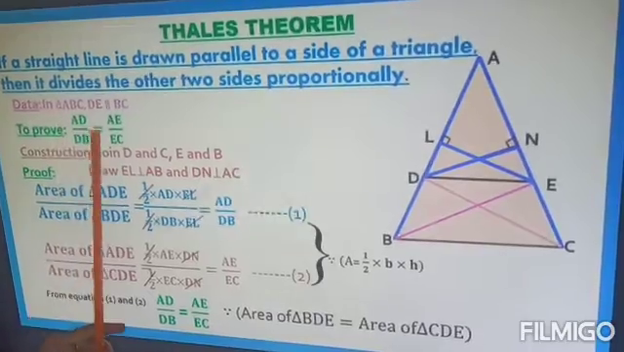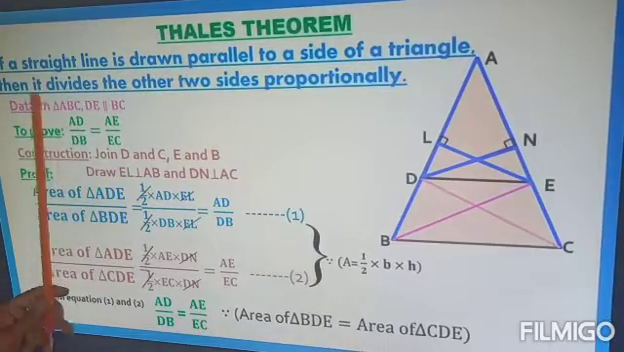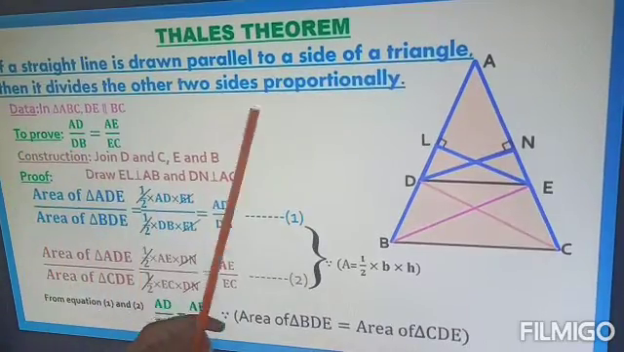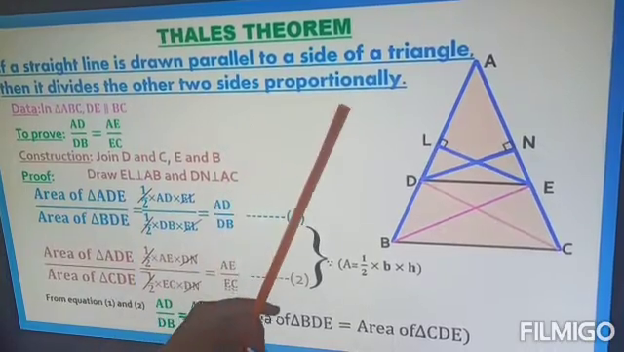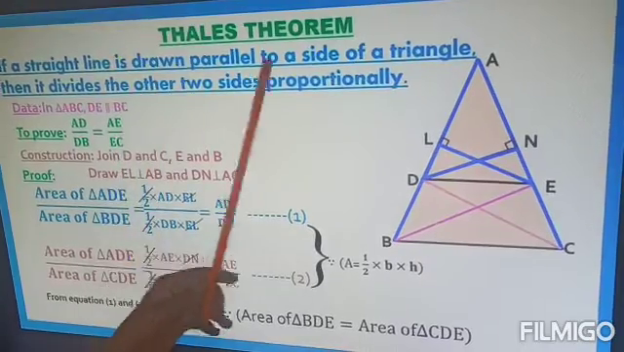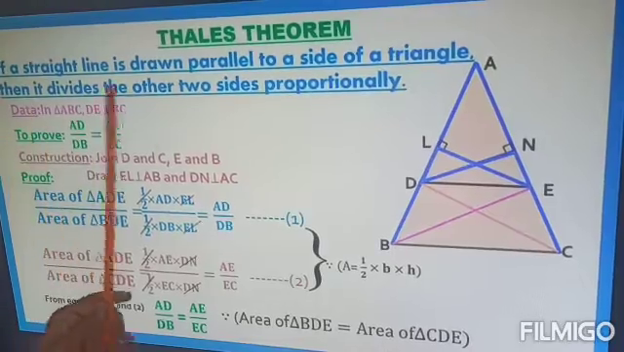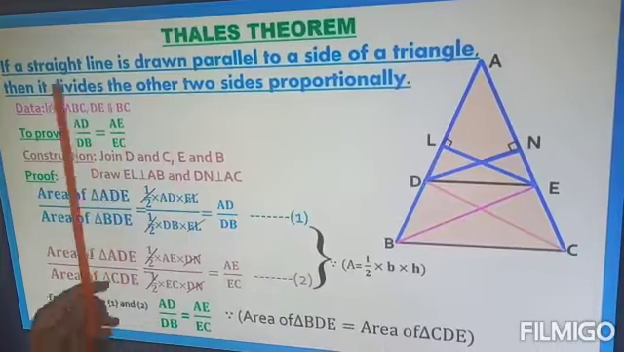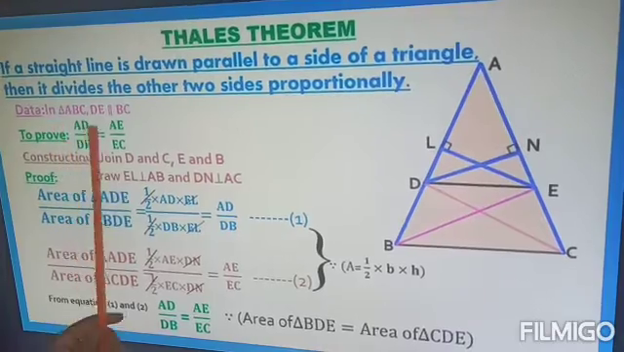In triangle ABC, DE is parallel to BC. First part is the data. Okay. Second part, it becomes to prove. Second part is what? Then it divides the other two sides proportionately. First part, if a straight line is drawn parallel to a side of a triangle, it becomes the data. Then second part, it divides the other two sides proportionately. Here they gave it in the form of a statement, so we have to make a mathematical sentence.